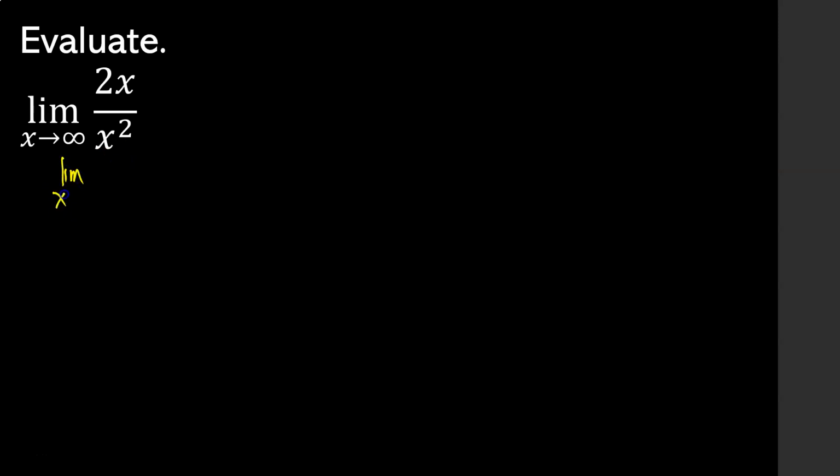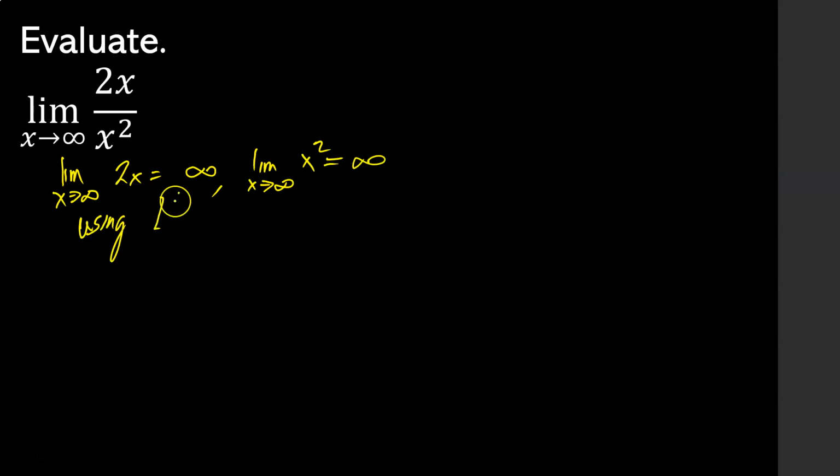And we're going to say what? The limit as x approaches infinity of 2x is infinity. The limit as x approaches infinity of x squared is infinity. So we can say, using L'Hopital's rule, we're going to have the limit as x goes to infinity still. Numerator, the derivative of 2x is 2. Denominator, the derivative of x squared is 2x. And the limit as x approaches infinity of 1 over x is definitely 0.